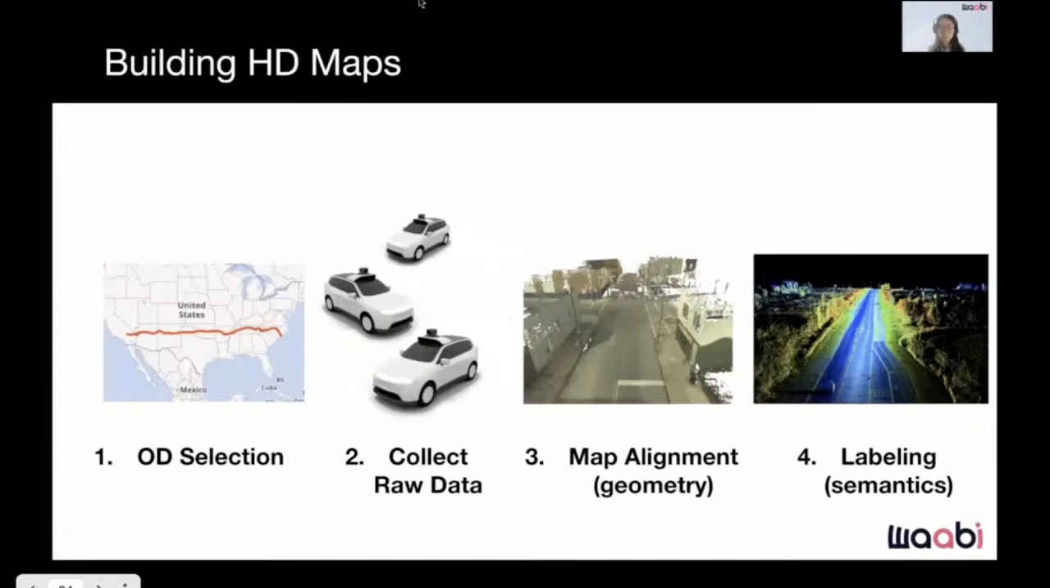Building HD maps is typically a four-step process. In the first step, we select the operational domain we would like to build the maps for. Next, we drive around these selected areas and collect raw sensor data with a fleet of vehicles. Then we process the raw data and build the geometric maps that contain the 3D geometry information. Finally, we conduct labeling to add semantics in our HD maps. We'll first talk about geometric HD maps.